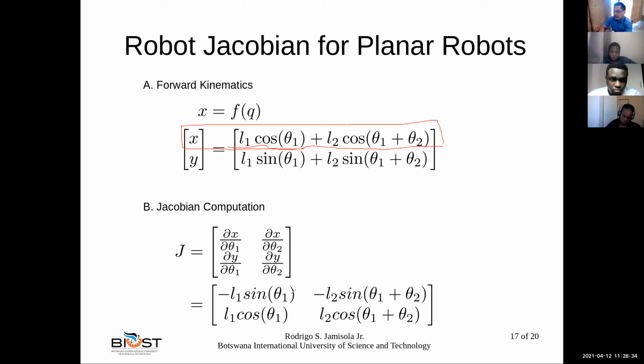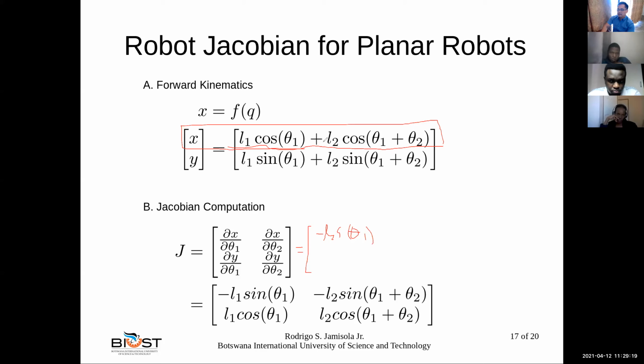And then what is this one, the derivative with respect to theta 1? Something is wrong here. There should be an addition here. It's a typographical error, so let's take the derivative by ourselves. The partial of the first term with respect to theta 1 is minus L1 sine of theta 1.